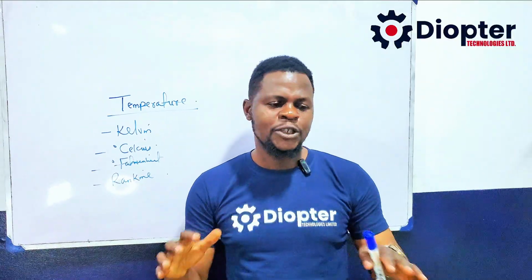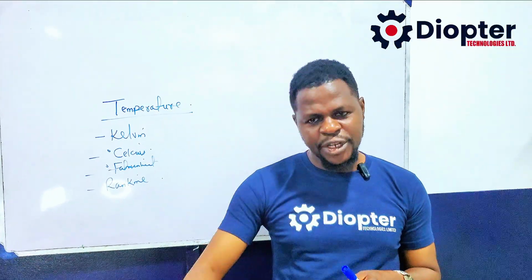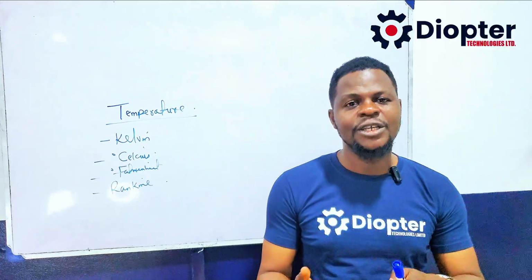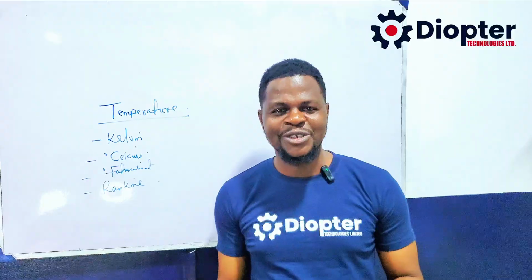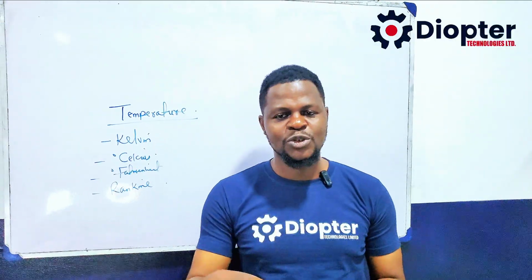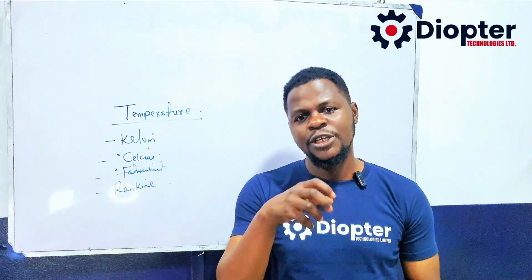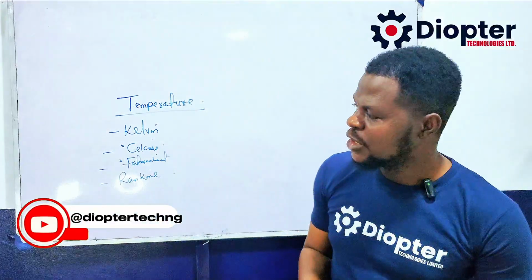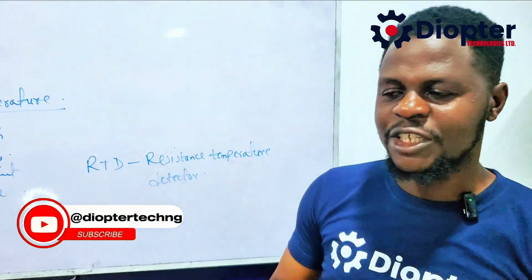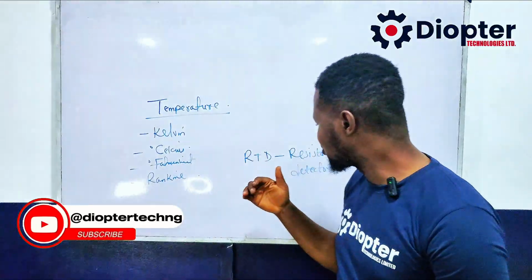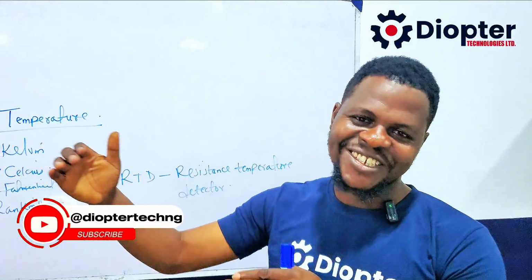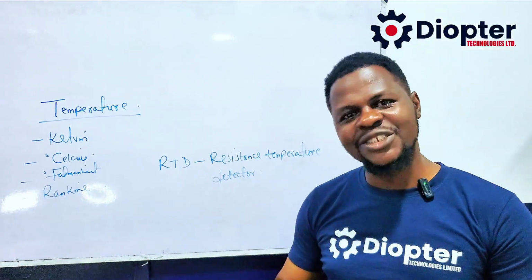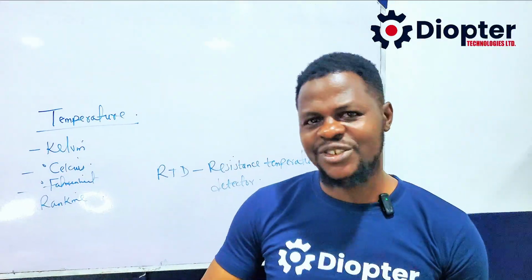I'd like to talk about three major instruments. We have the thermometer, which is what we use every time. Even in the hospitals we use the thermometer for measuring temperature. And we have the RTD. So for an RTD, as the resistance increases, the temperature increases. As the resistance decreases, the temperature decreases.